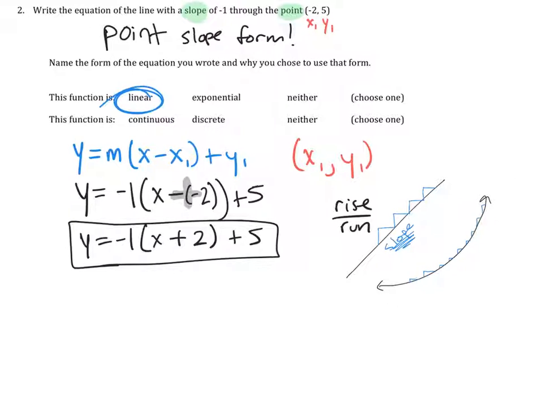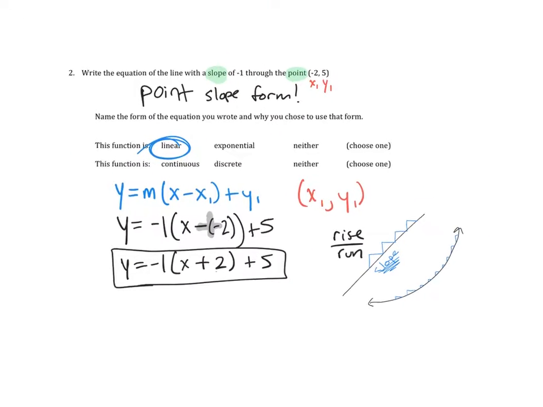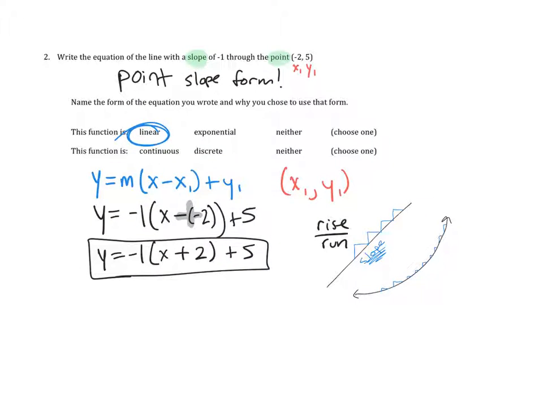Now, is this function continuous, discrete, or neither? Well, let's look back up at the sentence. It has told us we are writing the equation of a line. Y'all, it says line. What do we know about lines when we draw lines? Here's a line. Here's another line. Here's another line. Are these lines continuous, discrete, or neither? What do you think? If you were telling me continuous, you are exactly correct.